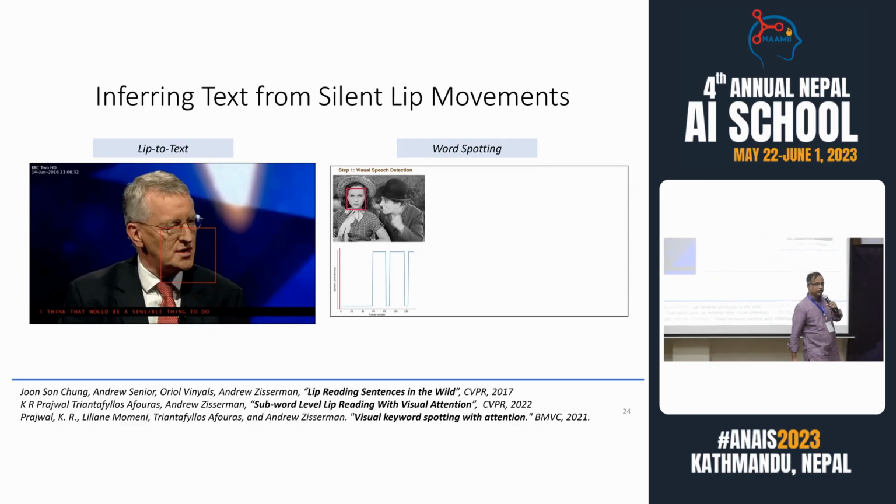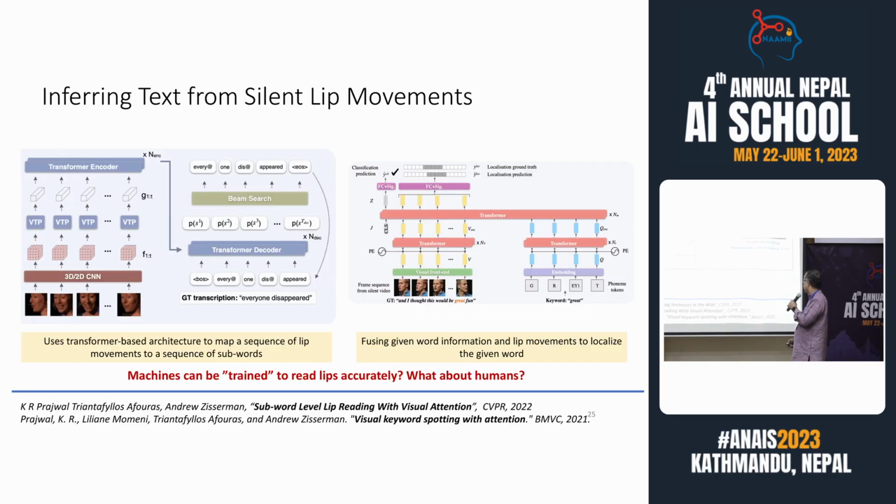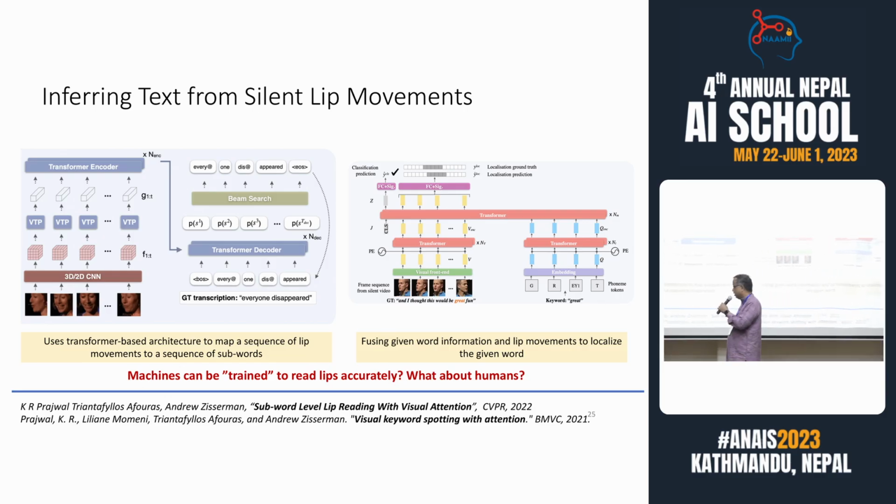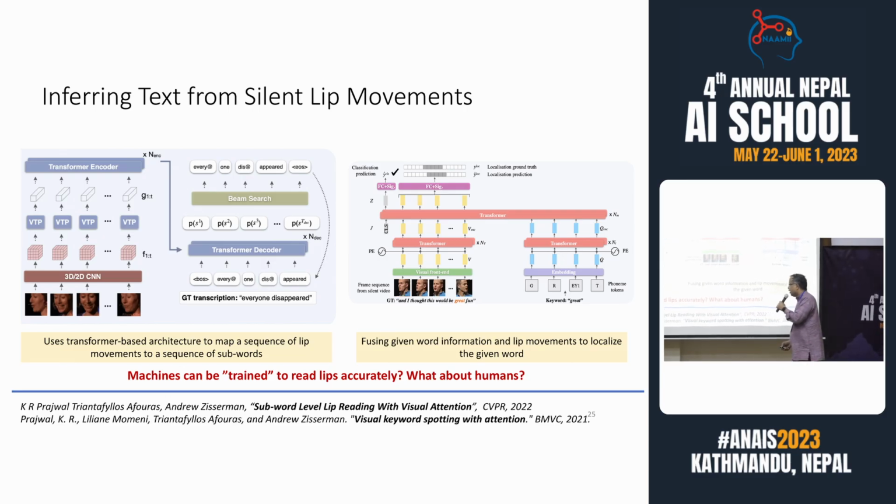Good things to try. And of course, the backend is of some of these are all your favorite transformers. Now, when we were doing some of this work, suddenly we found that machines can be trained to read lips accurately.